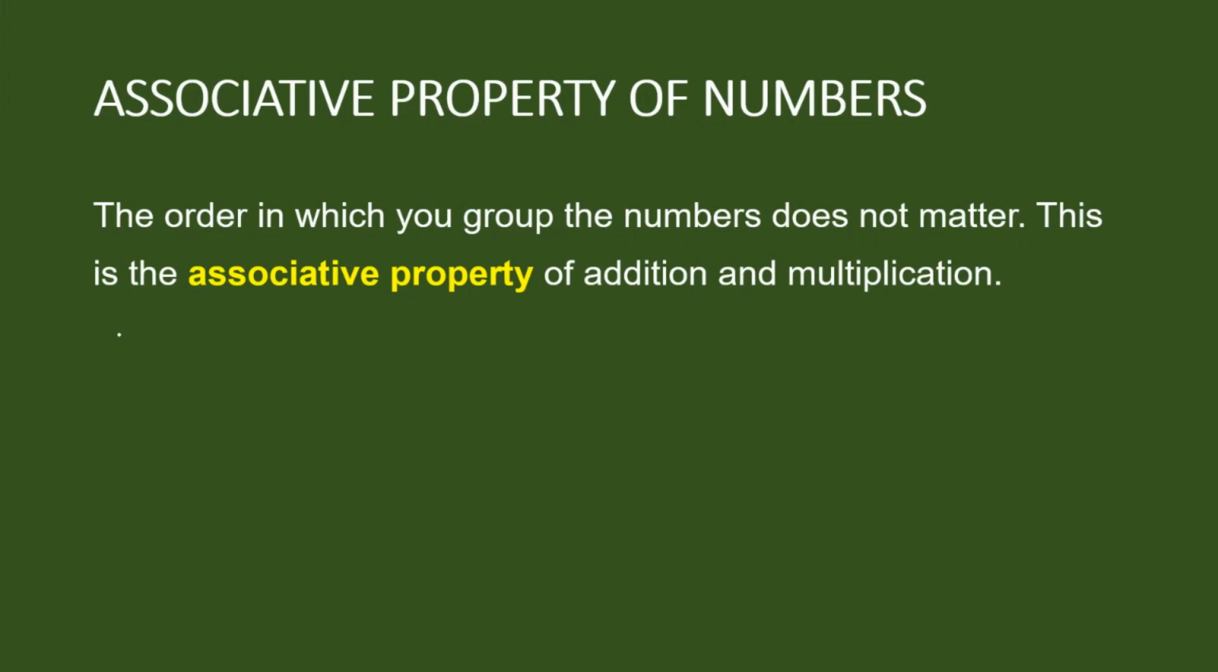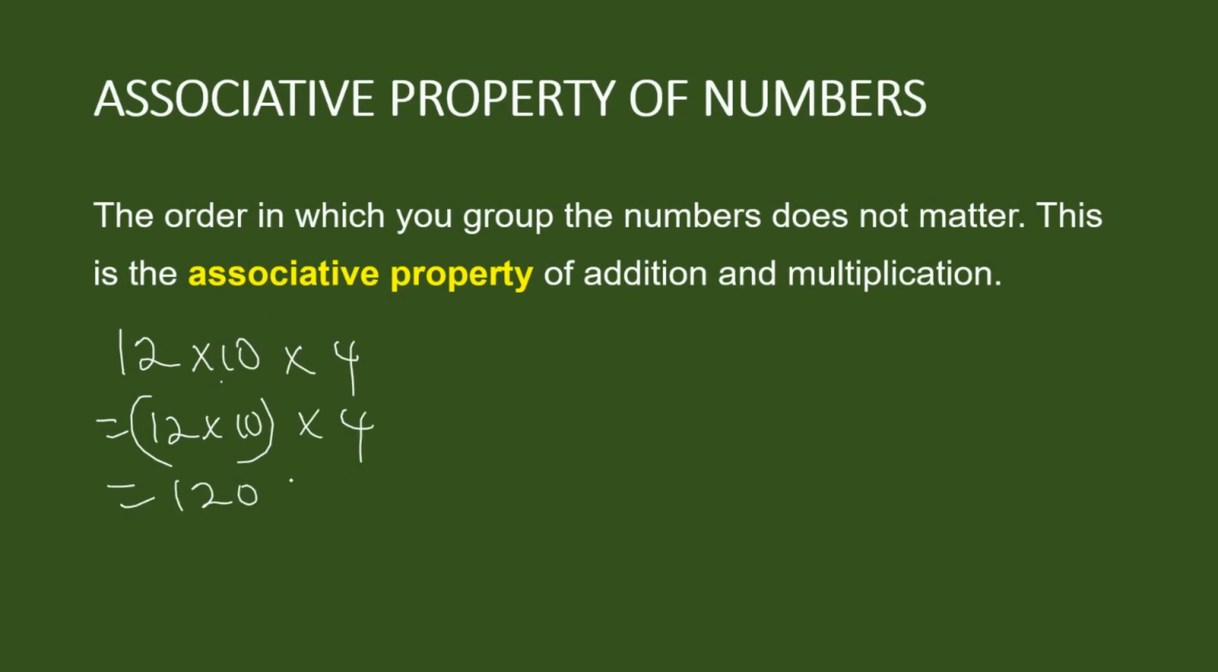Let's look at this: 12 times 10 times 4. If you find it easy to multiply 12 and 10 first, we can do that. We can say this is 12 times 10. We group this, then times 4. We're going to say 120 times 4. Then 120 times 4 is 480.